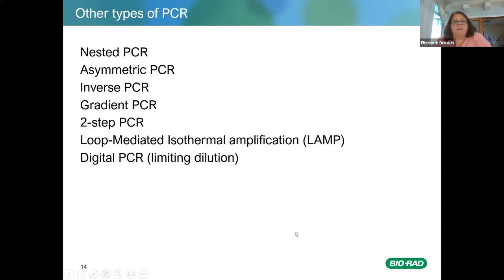Some other types of PCR that you may have heard of include nested PCR, asymmetric, inverse, gradient PCR. Two-step PCR is actually quite frequently used, and it's the replacement of steps 2 and 3 in that 3-step PCR that I showed you earlier with 1 step. So it's 1 step for anneal and extension, and the extension basically happens at the annealing temperature. Loop-mediated isothermal amplification, also called LAMP, I'll mention in a minute, and then digital PCR limiting dilution, I'll also mention that.